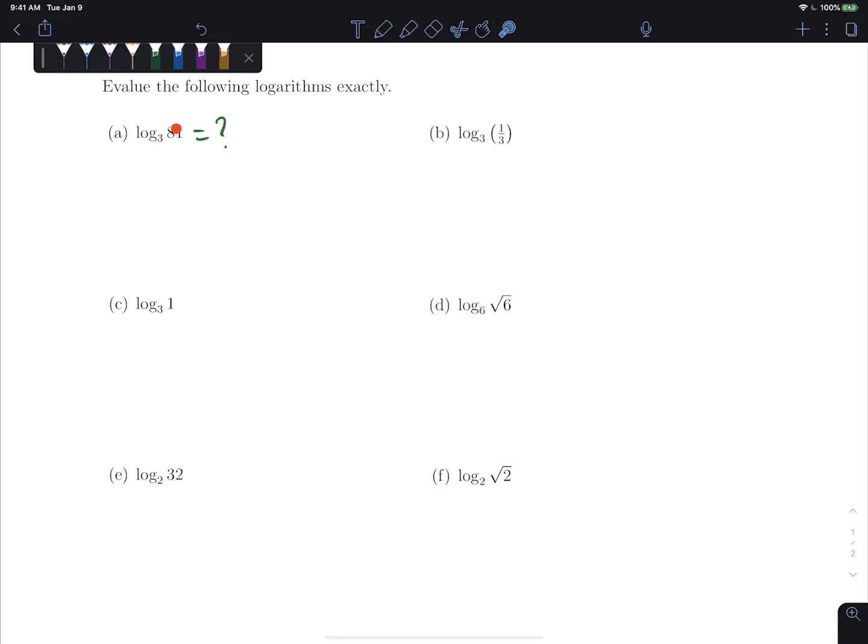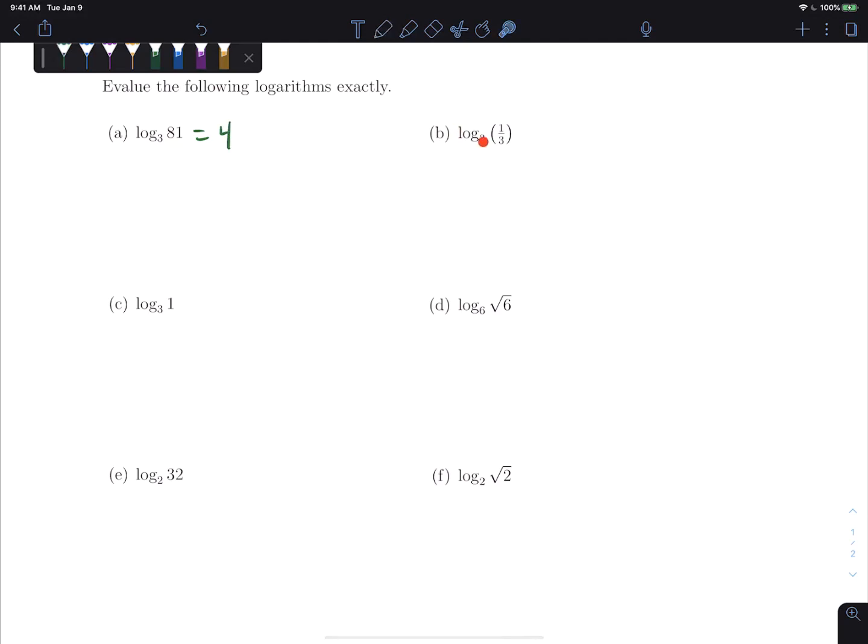Cube root of 81? No. So what's a good way of thinking? No, just 3 to what power gives you 81? So when we do this, 3 to the 4th power gives you 81.